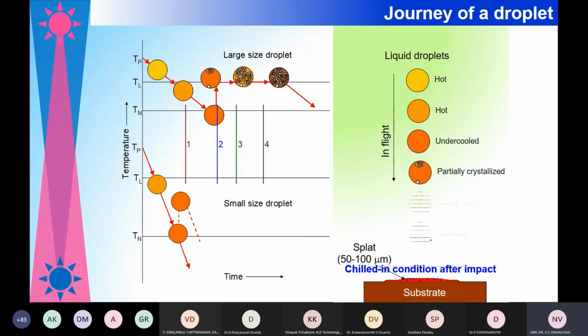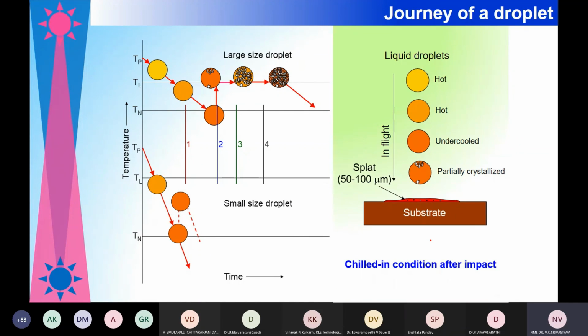But if we put a substrate here, then what happens? The semi-solid droplet will come and make a splat, and all the undercooled liquid, being a splat, will have a very high cooling rate, and that gives the amorphosity in the deposit. This was published in 2012, I think, by us.